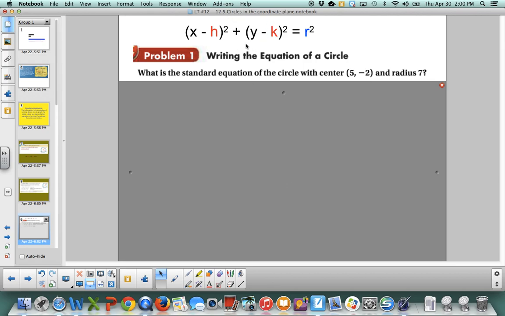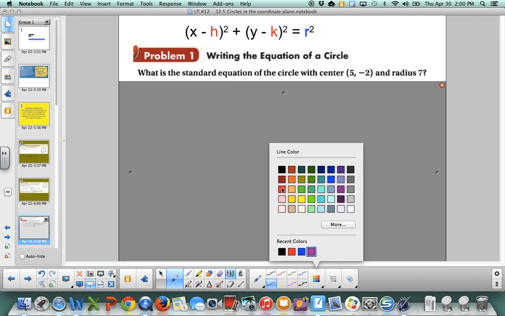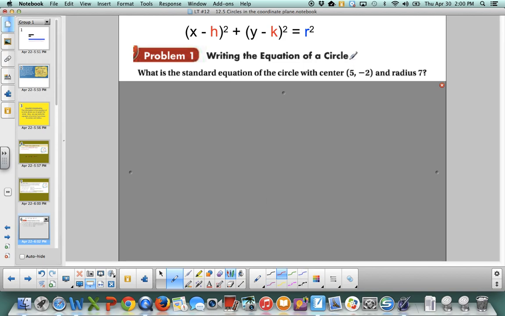So I put it up here. We're going to write an equation of a circle, standard form, with a center at (5, -2) and a radius of 7. When we have a center of (5, -2), 5 is going to represent our h, so that's our x-coordinate, and -2 is going to represent the k. So (5, -2) is the center of our circle.